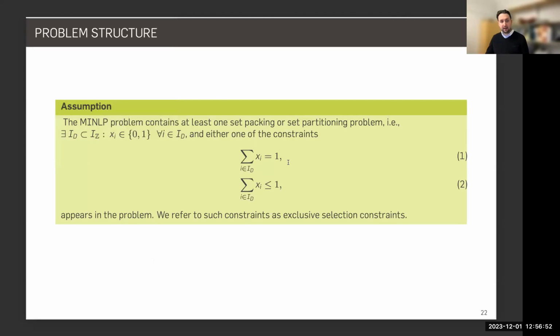So we are assuming that we have a constraint that a sum of some binary variables should be equal to 1. Not all of the binary variables necessarily in the problem, but a sum of binary variables should be equal to 1. And this we will refer to as an exclusive selection constraint, since it only allows one binary variable to be 1.